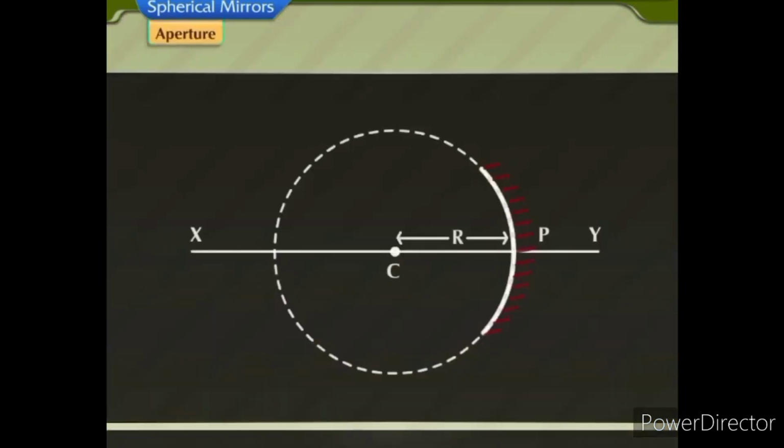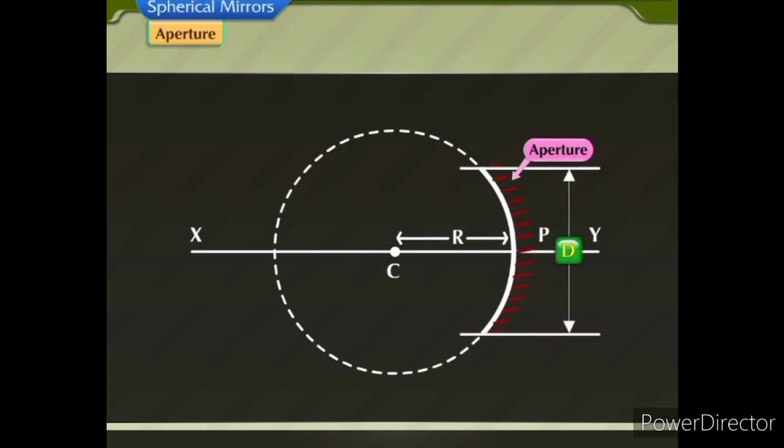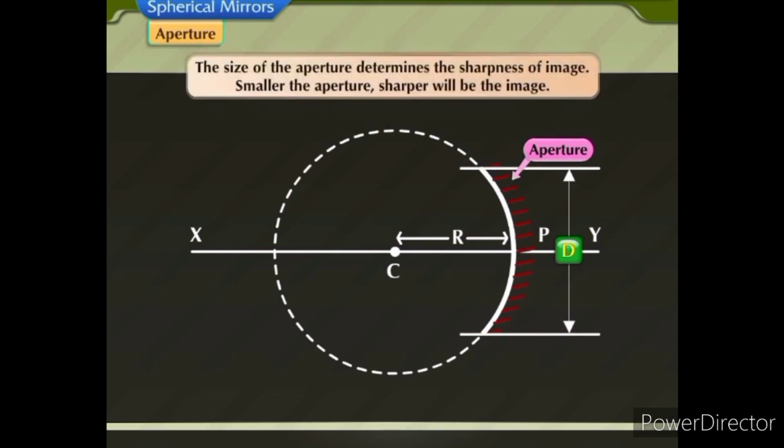Aperture. The diameter of the reflecting surface of the mirror is known as aperture of the mirror. D is the aperture of the mirror. It represents the size of the mirror. The size of the aperture determines the sharpness of image. Smaller the aperture, sharper will be the image.